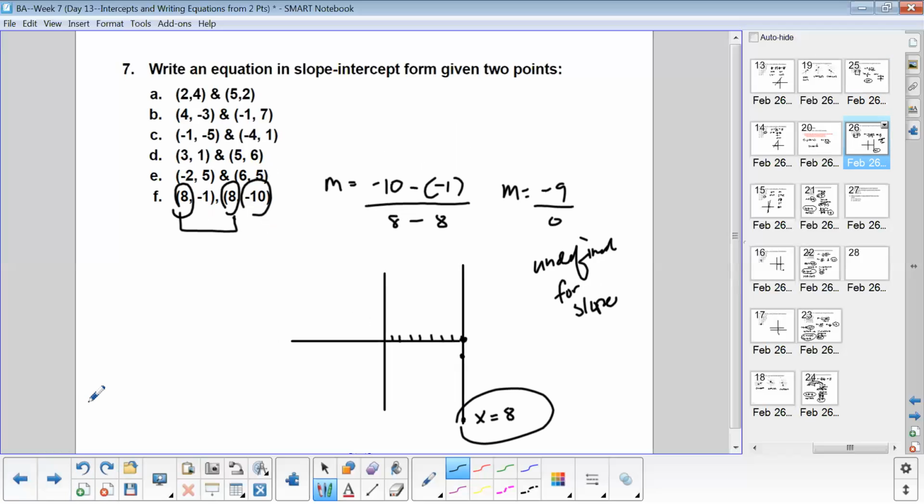These 6 examples all dealt with writing an equation in slope-intercept form. When you're given 2 ordered pairs, you needed to use the slope to help you find that. And then once we found the slope, we chose one of the 2 ordered pairs, and we substituted it into y equals mx plus b, and we solved for our intercept.